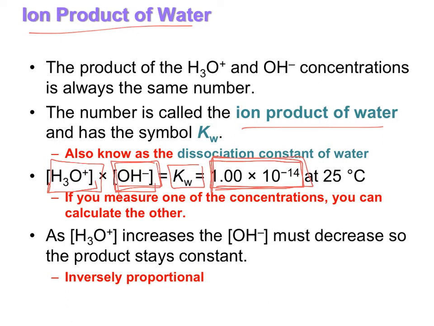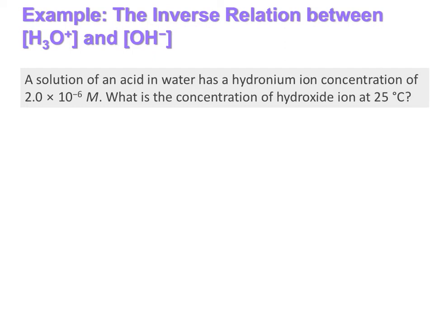And this relationship between hydronium versus hydroxide is actually inversely proportional. So if hydronium increases, then OH has to decrease, so that overall, the product, which is 1 times 10 to the negative 14th, stays constant. So here we have our first example where we are examining the inverse relationship between hydronium and hydroxide. A solution of acid in water has a hydronium ion concentration of 2 times 10 to the negative 6 molar. What is the concentration of hydroxide ion at 25 degrees C?